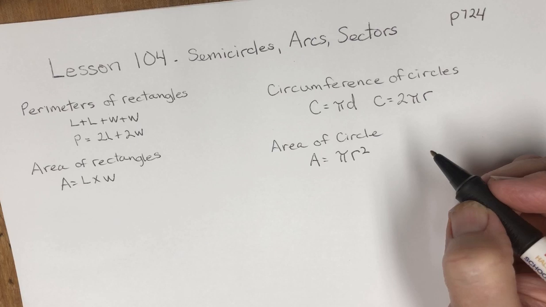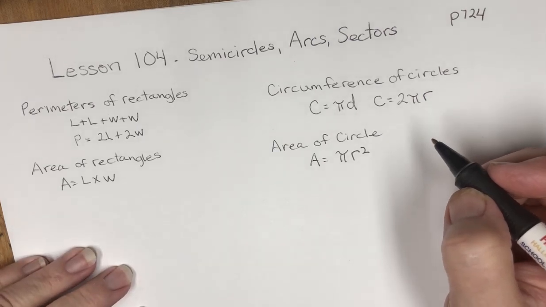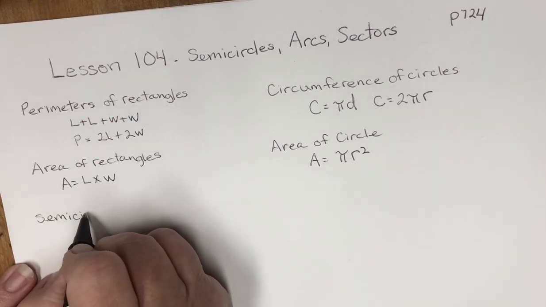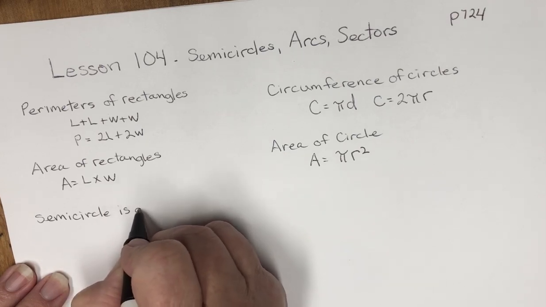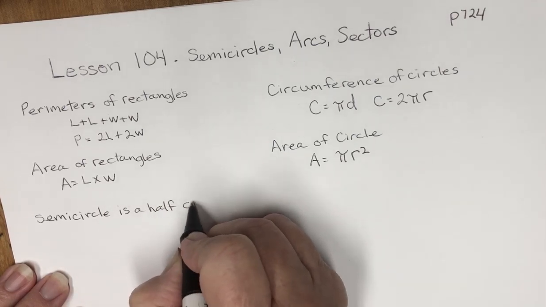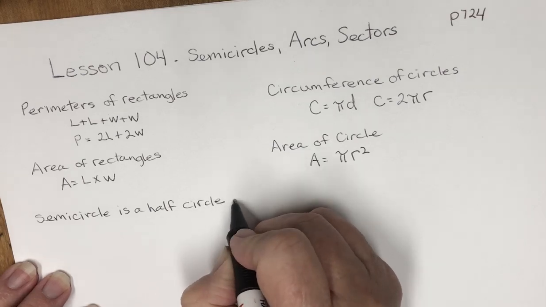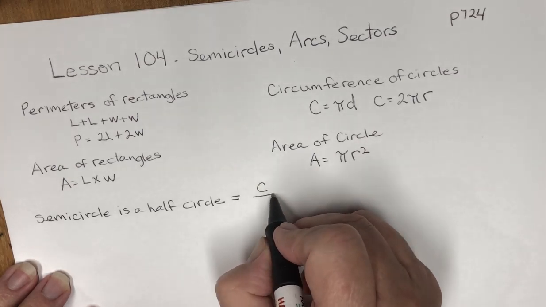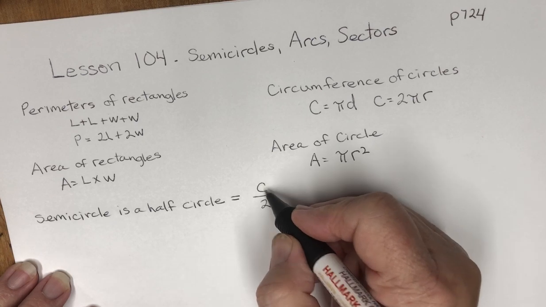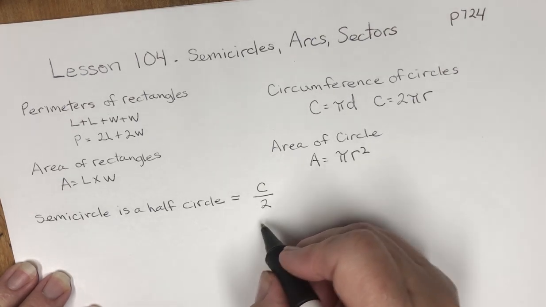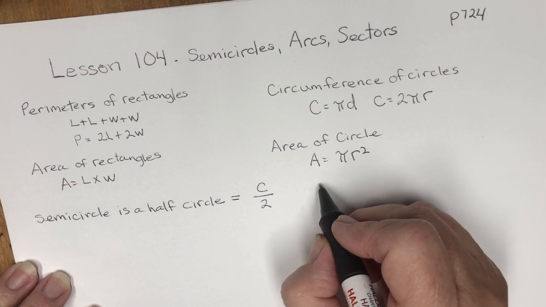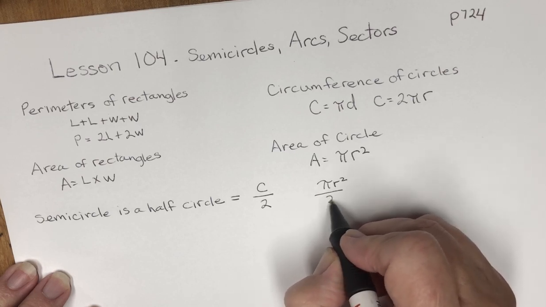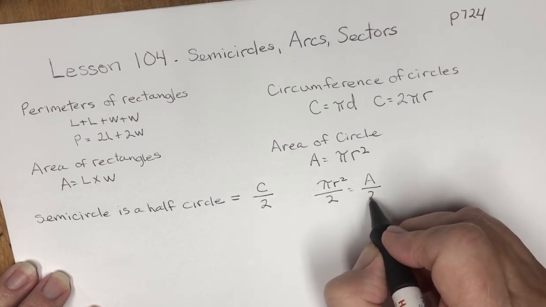Now, actually, in this lesson, they're talking about semicircles. And a semicircle is a half circle. That means if we are figuring out the circumference, we're going to have a circumference divided by 2. That's half the circumference. If we're looking for area, it's going to be pi r squared divided by 2, or area divided by 2.